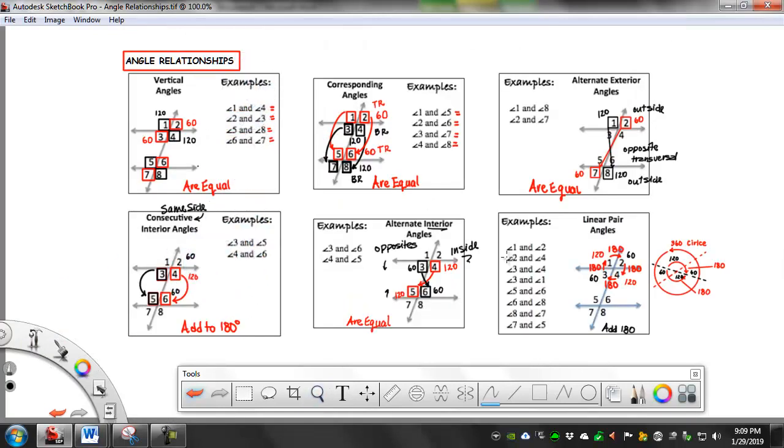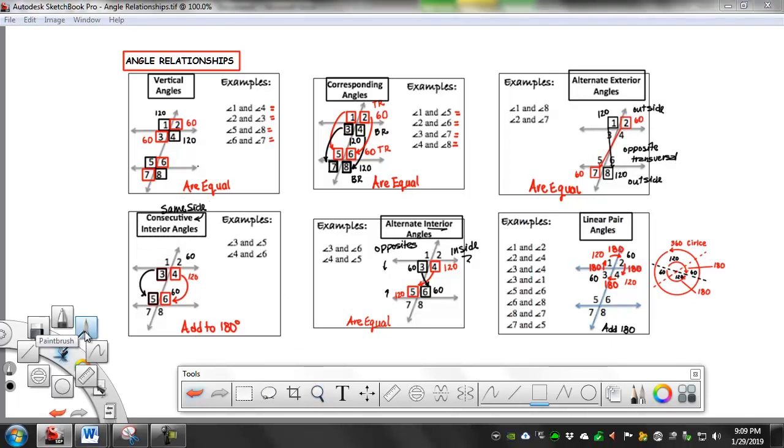So let's take a look at this again, the angular relationships. We talked about a linear pair first. From the linear pair, we get vertical angles being formed, and from vertical angles, we begin to understand corresponding angles. From the corresponding angles, we get these two other sets that are called alternate exterior and alternate interior angles. And to go along with our linear pair angles, we have consecutive interior angles.